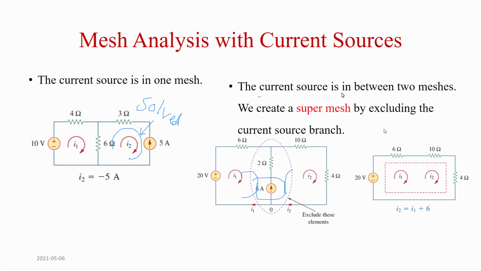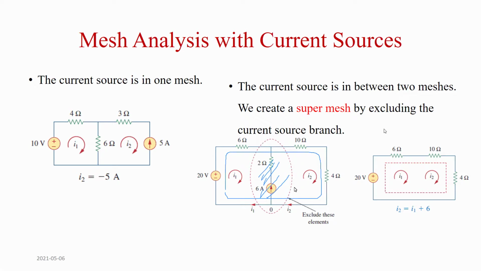If it's between two meshes, like this is in this mesh and this mesh, then what we do is create a super mesh. Why a super mesh? We go around. We don't go through the branch. We go around like this, and we make the equation here, the sum of the voltages equal to 0.